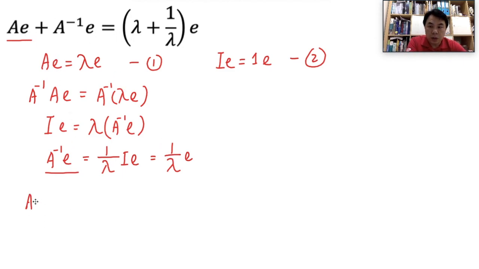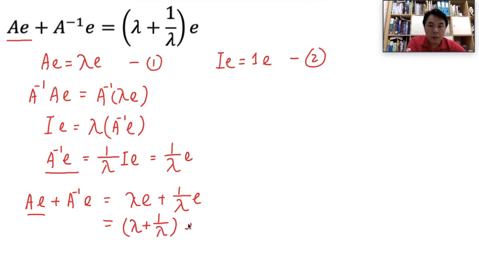So therefore, AE plus A inverse E here is equal to, now we know that this one is lambda E from equation number 1. Then the second one is 1 over lambda E here. So by factorization, we can find out that this can be written as this. Hence proven.